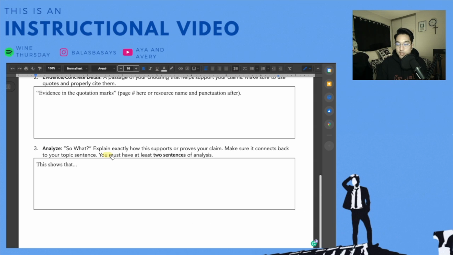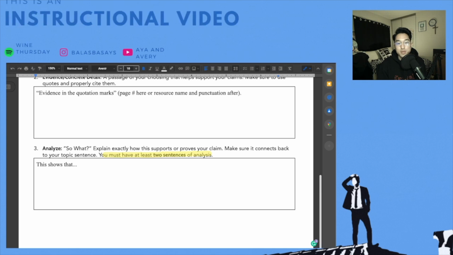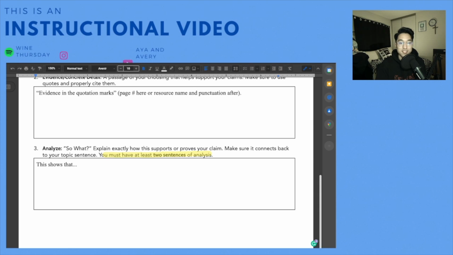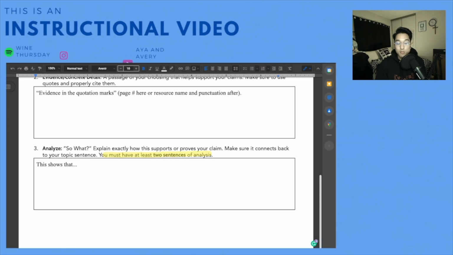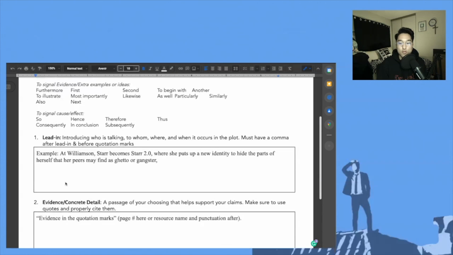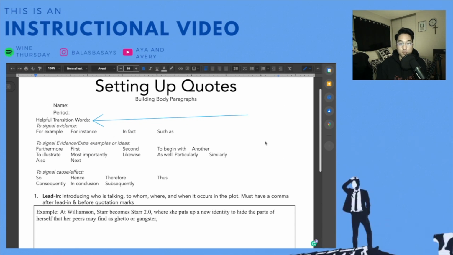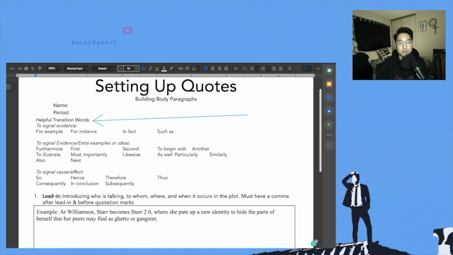Remember, your analysis must at least be 2 sentences. A good rule of thumb would be for every sentence in your evidence, you should have at least 2 sentences of analysis explaining that sentence. The longer the passage you choose, the more analyzing you have to do for your reader. Because remember, they might not have read The Hate You Give. Over at the top of the worksheet, there is a little word bank of helpful transition words. You can draw inspiration from these as sentence starters for your lead-in or a connector between your sentences of analysis.